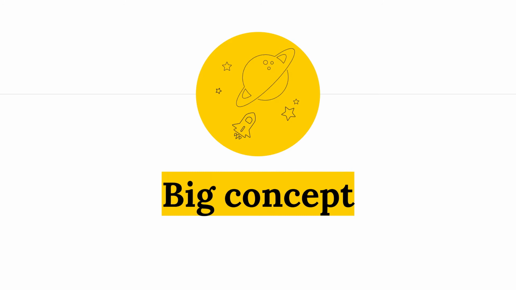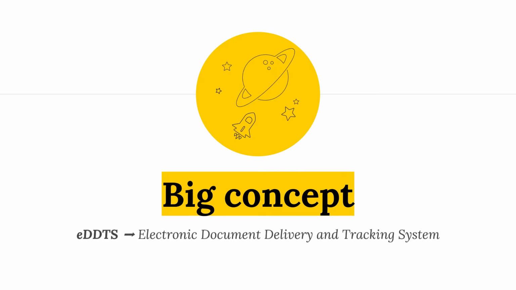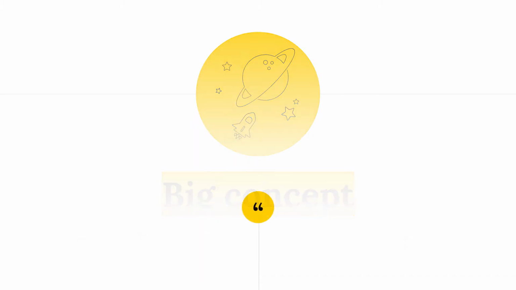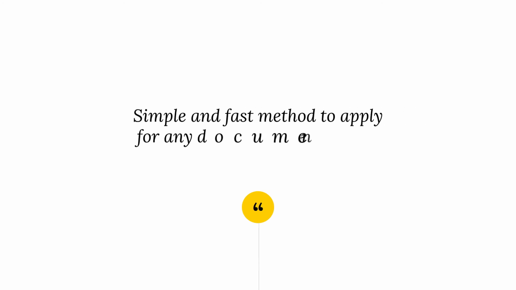And finally, the big concept we are about to learn is the eDDTS. You have the abbreviation here. I don't want to read it again, but for some, it's an electronic document delivery and tracking system. It's just a simple and easy method by VTU to help you all out and eliminate the tedious manual process which are prone to errors.